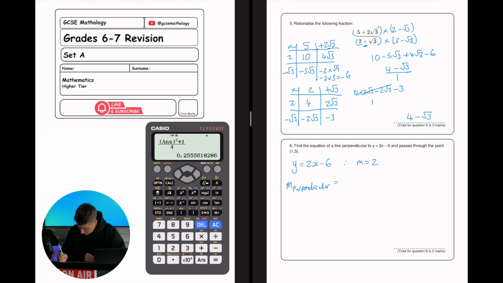we do the negative reciprocal. So the negative reciprocal means stick a negative sign in front of it and then flip the fraction. So this is technically 2 over 1.